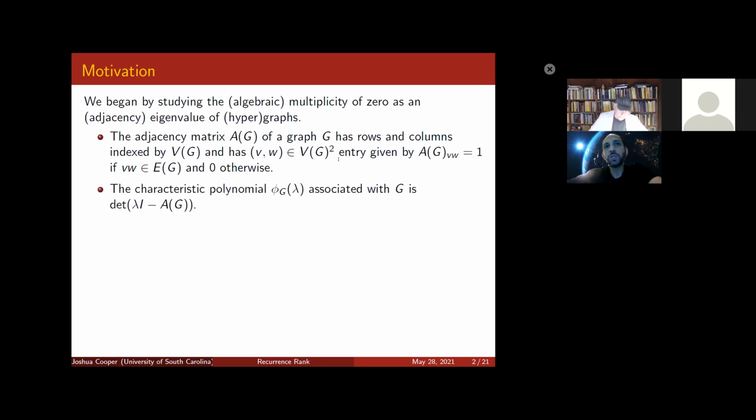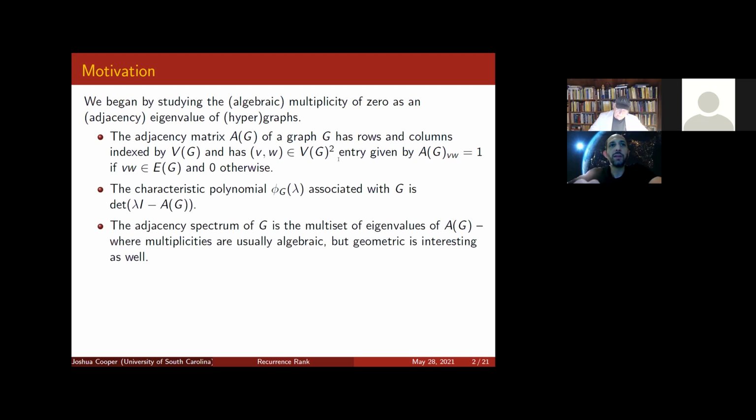The characteristic polynomial is just the characteristic polynomial of that matrix. Of course, this is the adjacency characteristic polynomial, but if somebody just says characteristic polynomial, they probably mean this one. Its roots, as a multi-set, form the spectrum. It's called the adjacency spectrum, the most common spectrum that people study. Again, here we're concerned mostly with algebraic multiplicities, but in general there are also geometric and other senses in which one might study multiplicities.